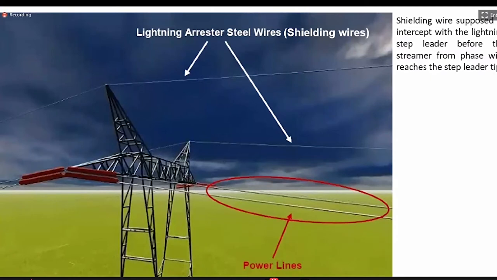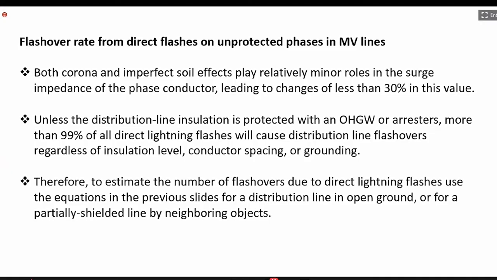Then we are going to the first scenario of lightning protection, the shielding wire. The shielding wire is supposed to intercept the lightning step leader before the phase wire will interact with it. So, the flashover rate from direct flashes on unprotected phases in MV lines. Both corona and imperfect soil effects play relatively minor roles in the surge impedance of the phase conductor, leading to changes of less than 30% in this value.